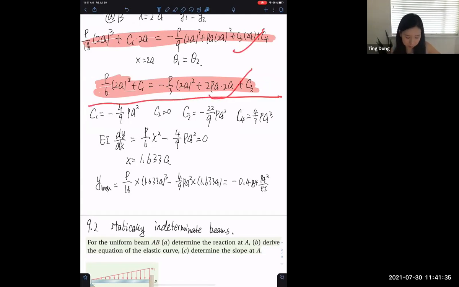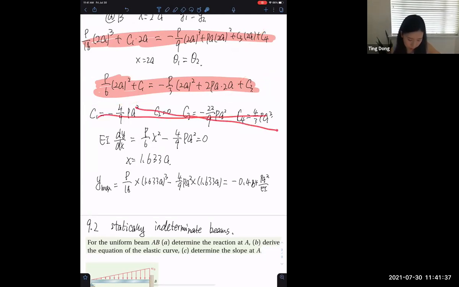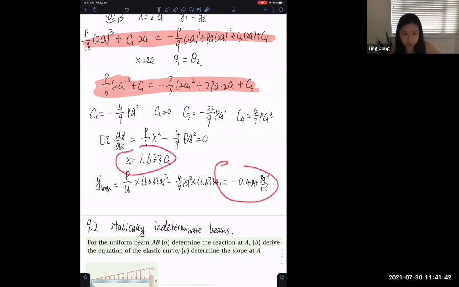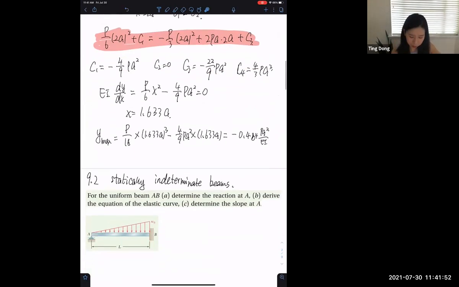and you do not solve C1, C2, C3, C4. And of course, I will not ask you to find out what X is, because if you don't have C1, C2, C3, C4, there's no way you can calculate where the maximum deflection is located and what the maximum deflection is. So I will post the previous exam later, so you will see.